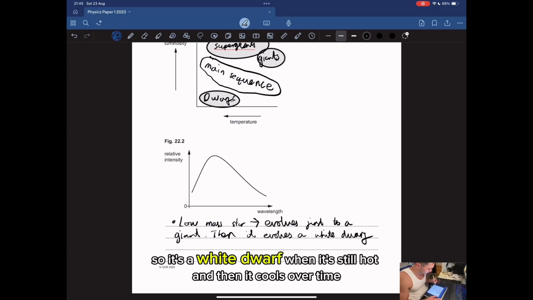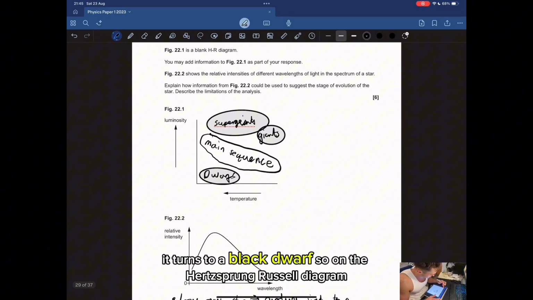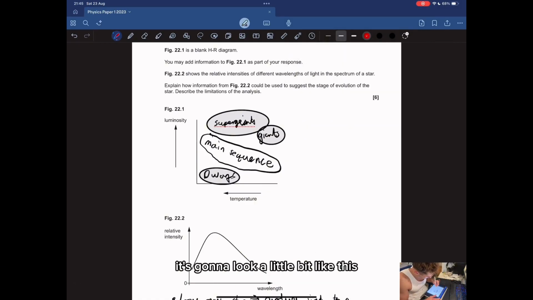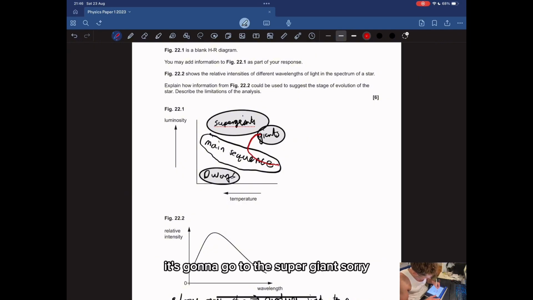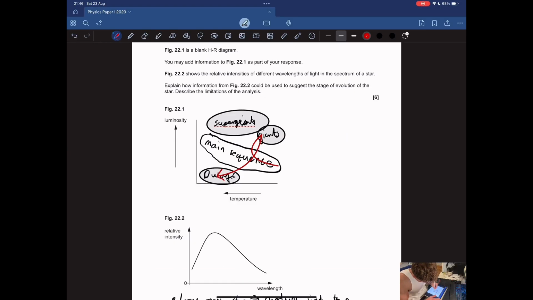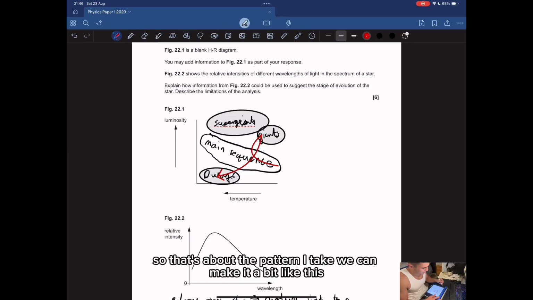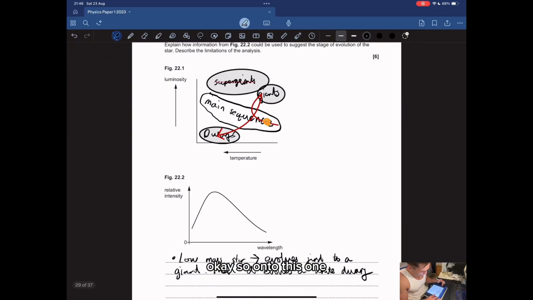So it's a white dwarf when it's still hot, and then it cools over time and turns into a black dwarf. So on the Hertzsprung-Russell diagram, it's going to look a little bit like this. It's going to go up the main sequence as it cools. It's going to go to the supergiant, sorry, the giant, and it's going to go back down to the dwarfs. So that's about the pattern it's going to take. We can make it a bit like this. Okay, so onto this one.